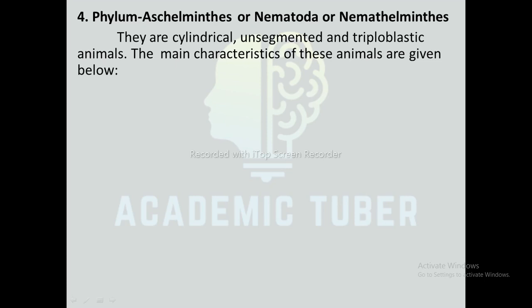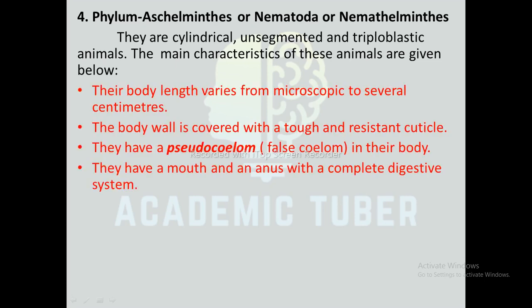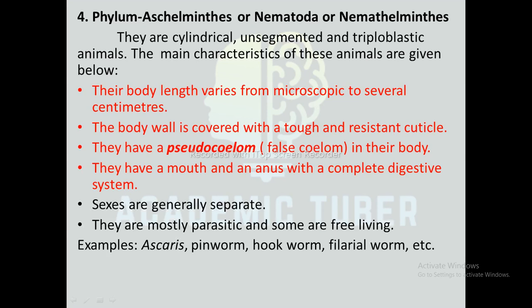Next one is Phylum Aschelminthes, which is also known as Nematoda or Nemathelminthes. They are cylindrical, unsegmented and triploblastic animals, and they possess the following characteristics. Their body length varies from microscopic to several centimeters, and the body wall is covered with a tough and resistant cuticle. They have a pseudocoelom, a false coelom, in their body. They have a mouth and an anus with a complete digestive system. Sexes are generally separate, and they are mostly parasitic and some are free-living. Examples are Ascaris, Pinworm, Hookworm, filarial worm, etc.